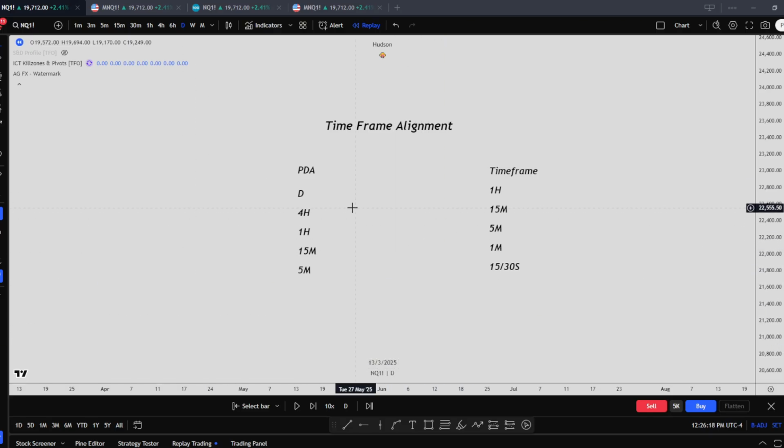Right, so right here we've got PD arrays and time frame. If we are trading the daily chart, we want to be watching the hourly time frame, right? If we hit a daily PD array, go watch the hourly time frame. A 4-hour PD array, the 15-minute time frame. A 1-hour PD array, a 5-minute time frame. 15-minute, 1-minute time frame, and a 5-minute PD array, the 15 and 30-second time frame.